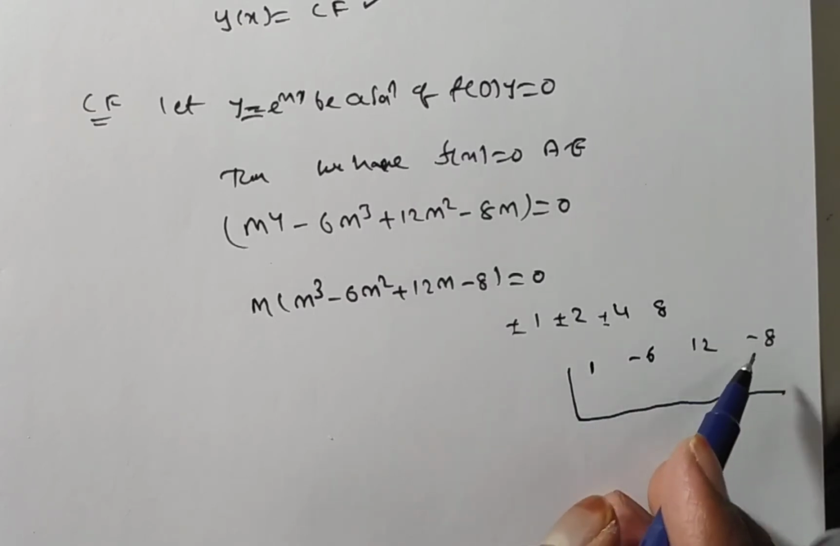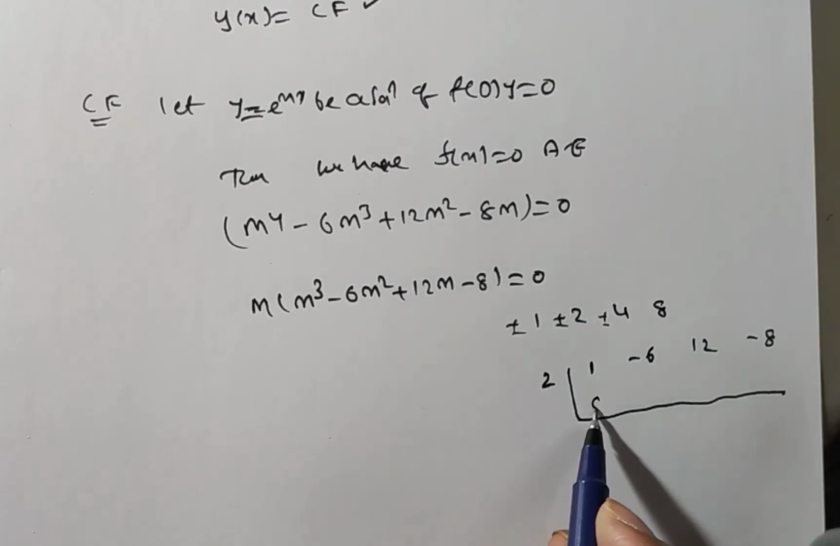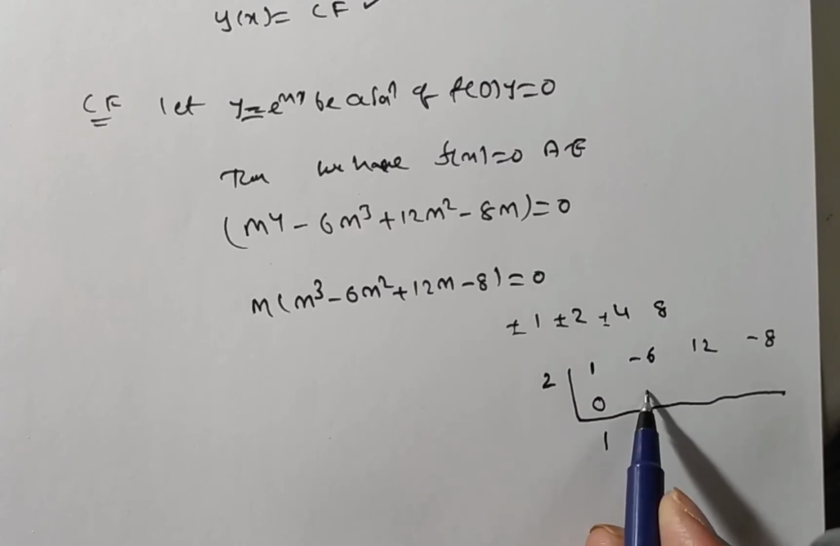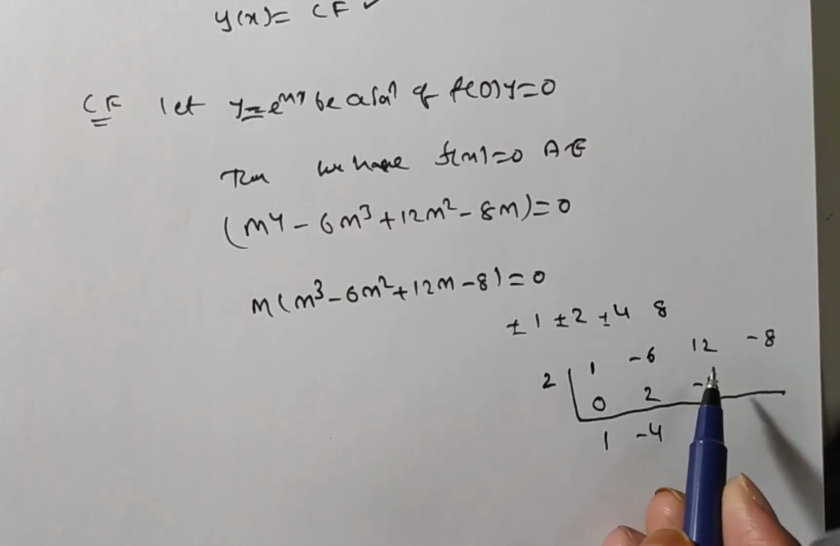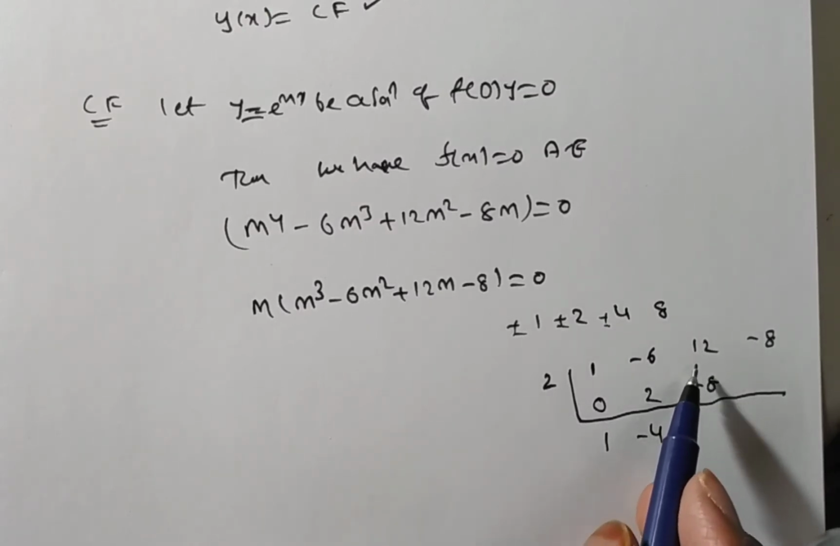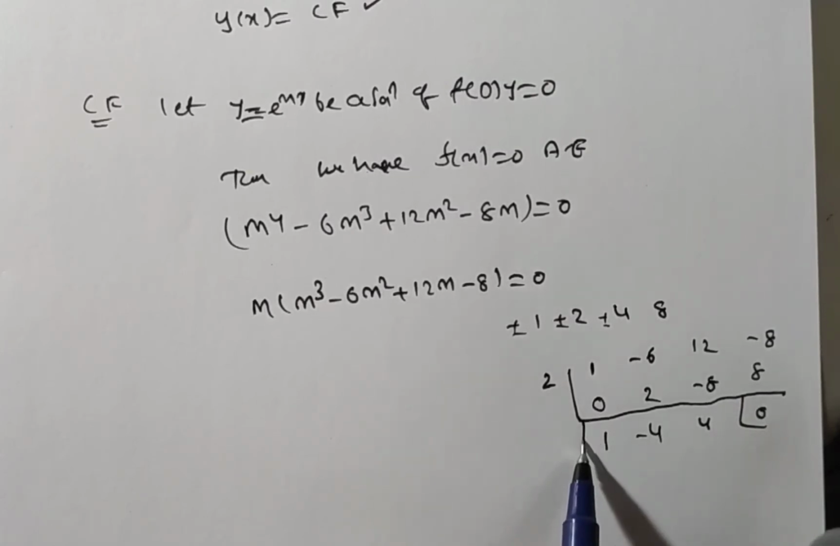Here it is an even term, so better to go for 2. Starting with 2, first we write 0, then 1 plus 0 is 1, 2 times 1 is 2, minus 6 plus 2 is minus 4, 2 times minus 4 is minus 8, minus 8 plus 12... the next is 4, 2 fours are 8, so this is 0. Yes, 2 is a root.